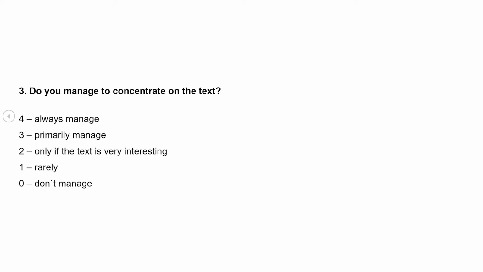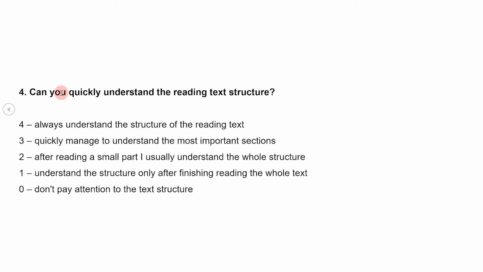The fourth question. Can you quickly understand the reading text structure? 4 points. Always understand the structure of the reading text. 3 points. Quickly manage to understand the most important sections. 2 points. After reading a small part, I usually understand the whole structure. 1 point. Understand the structure only after finishing reading the whole text. 0 points. Don't pay attention to the text structure.